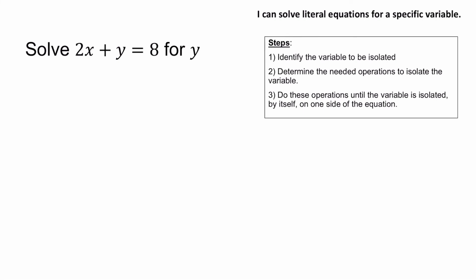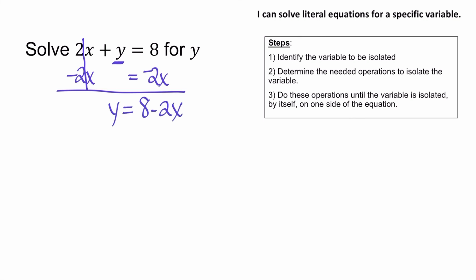So let's try solving 2x plus y equals 8 for y. We want to get y by itself in this equation. Y is not by itself because we have 2x. So since this is a positive 2x, I'm going to go ahead and subtract 2x from both sides. So when I do that, on my left side, 2x and minus 2x will cancel, leaving me with y equals 8 minus 2x. And that is my equation now solved for y.